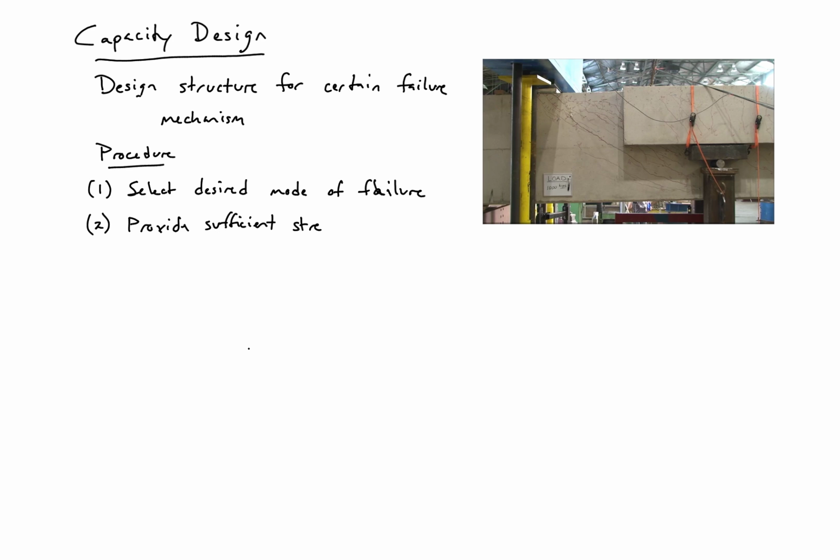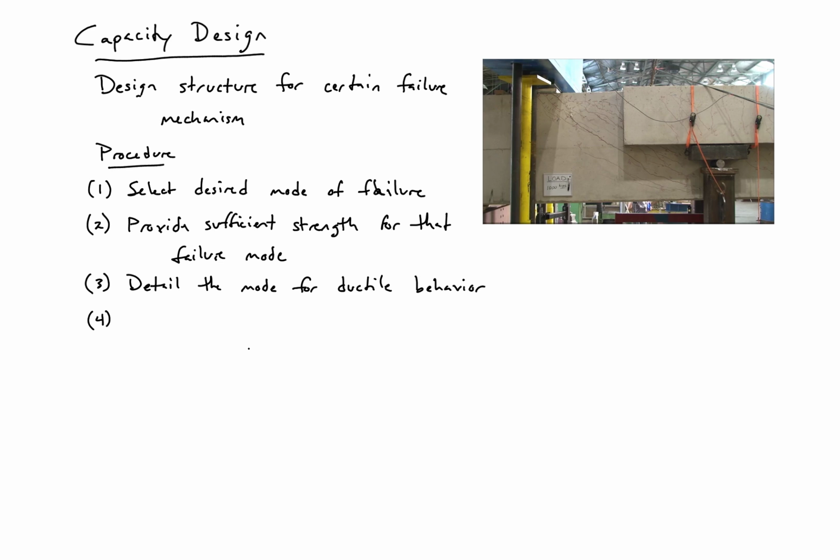Sufficient strength for that mode. Next, you want to detail the mode for ductile behavior. So this would be typically, in flexure, this would be making sure that we're tension controlled, that we have our failure in our steel, which is ductile.